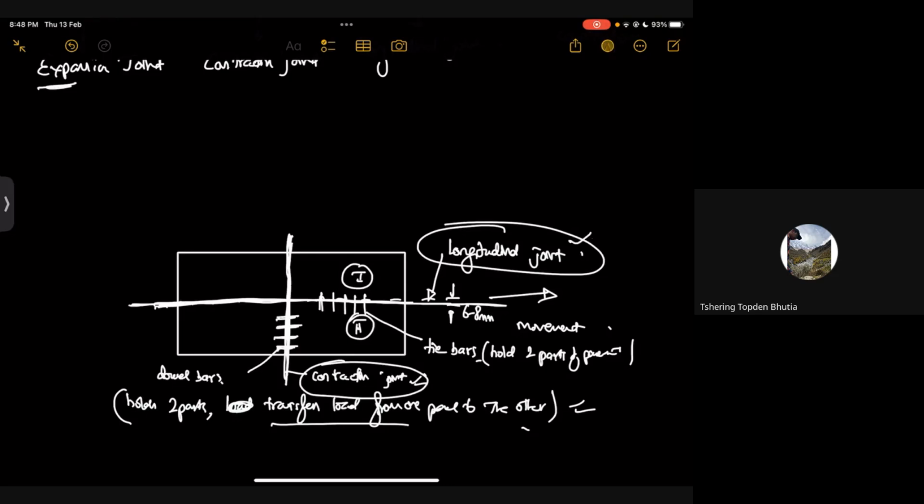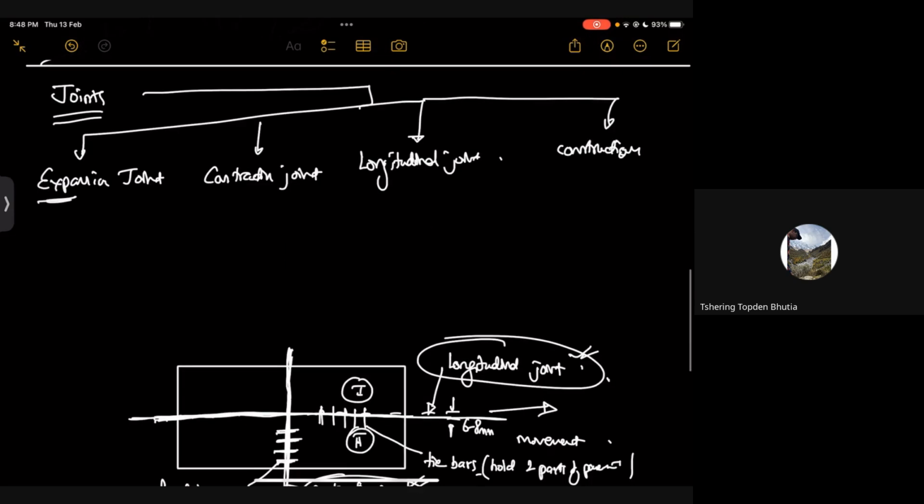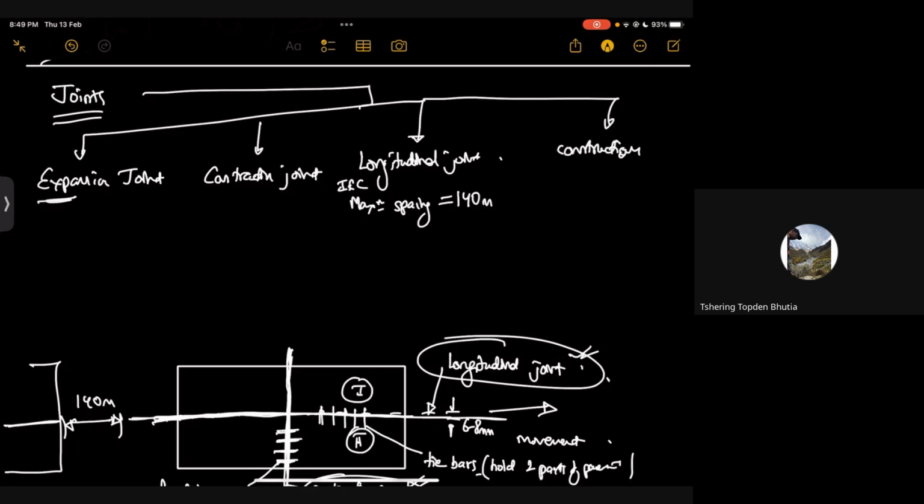Okay, longitudinal joint, I hope you understood. Contraction joint in the transverse direction, यसमा चाहिँ dowel bar हुन्छ, यसमा चाहिँ we have tie bars. Now an important thing, load transfer. Okay, so longitudinal joint ma, I'll just write over here, maximum spacing is given as 140 meter as per the IRC code. दुईटा successive longitudinal joints को बीचको spacing चाहिँ 140 मिटर भन्दा ज्यादा exceed गर्नु हुँदैन.